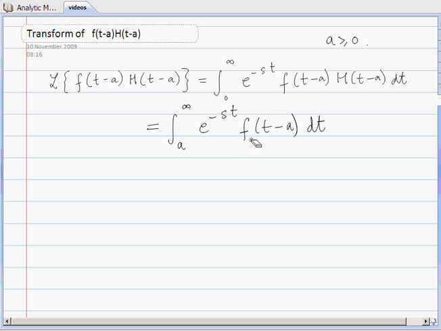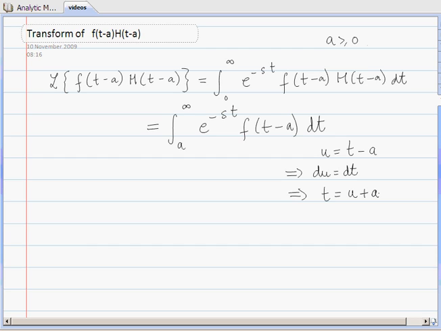So you see here I have the function f evaluated at t minus a and the integral taking place with respect to t. Well, we want to get rid of that shift where the variable of integration is shifted by this constant. So we want to make the substitution that u is equal to t minus a, and that will make du equal to dt, and if u is t minus a, then t of course will be u plus a.